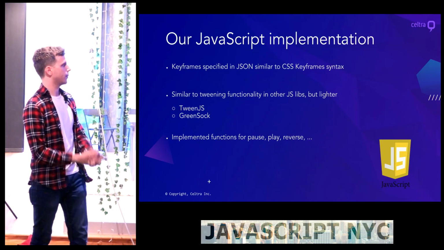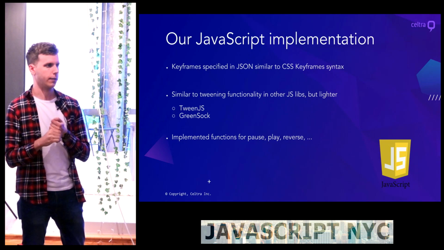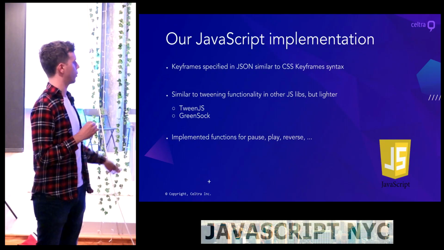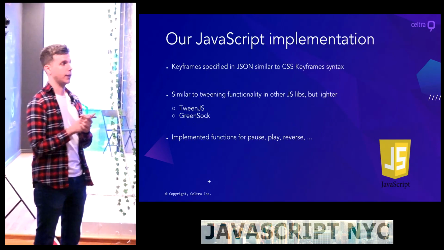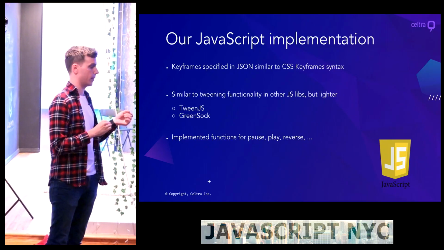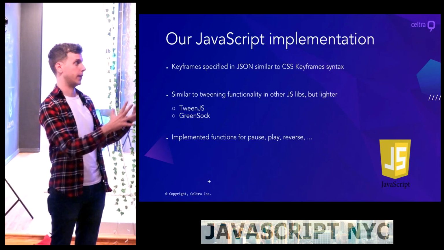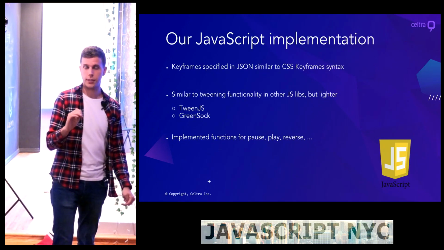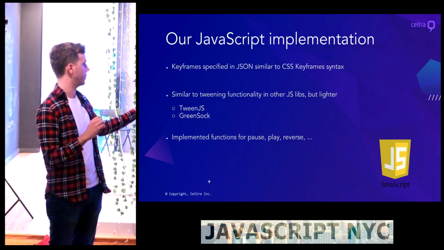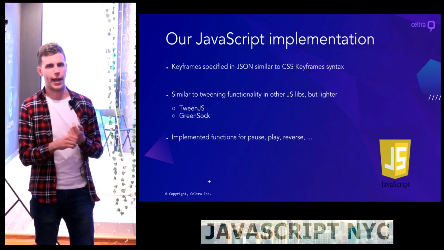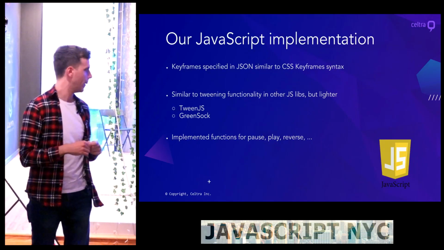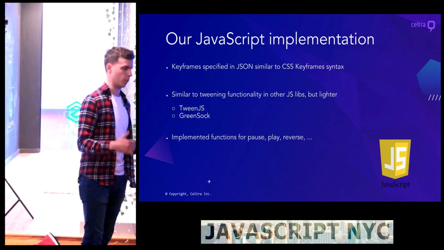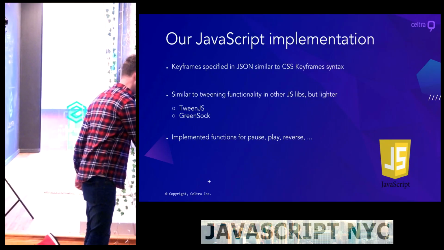Some other interesting facts about our implementation. So we specified the keyframes in a very similar syntax as the CSS keyframe syntax. So we use JSON. We actually implemented a really similar functionality to other libraries. So other libraries exist that do the exact same thing. But the thing is that those libraries have a lot of additional things that we didn't need. So we implemented only the minimal functionality that we needed because in advertising, kilobytes matter. We also implemented our own functionality for pause, play, reverse, stop, etc.